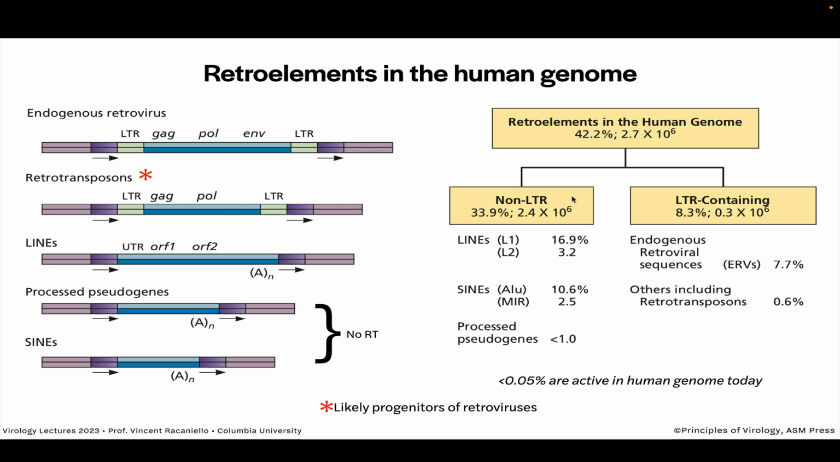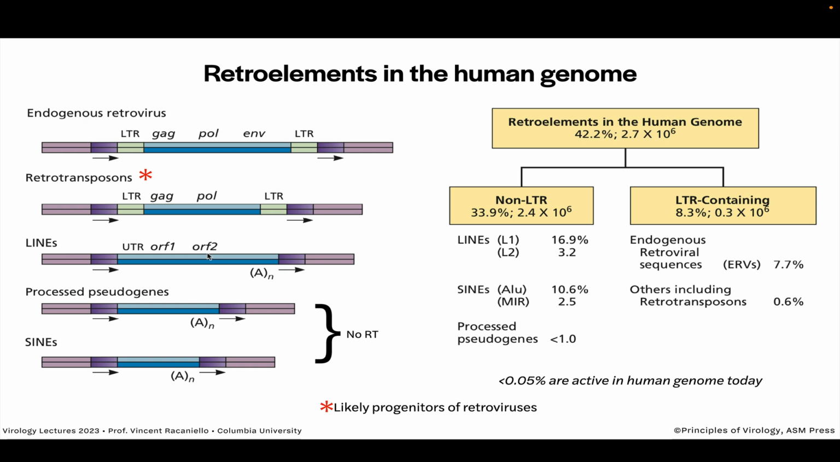So far, let's look at the chart here. So LTR containing retrotransposons. We've just talked about those two kinds. The endogenous retrovirus is about 7.7% of our genome, and the retrotransposons about 0.6%, okay? And then we move to other non-LTR containing retroelements. We have LINEs, long interspersed nuclear elements. These have duplicated host DNA on either side, so they went in by some kind of integration reaction. And then no LTRs and just a couple of open reading frames.